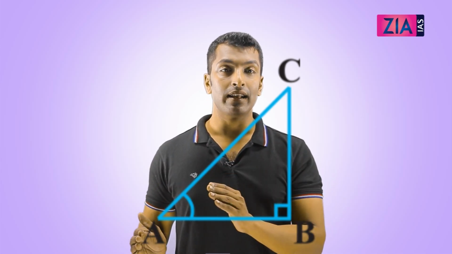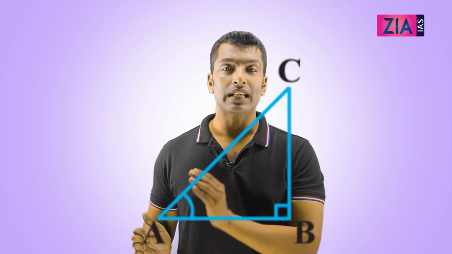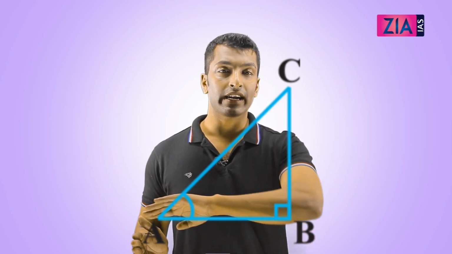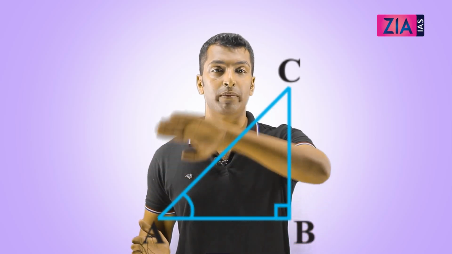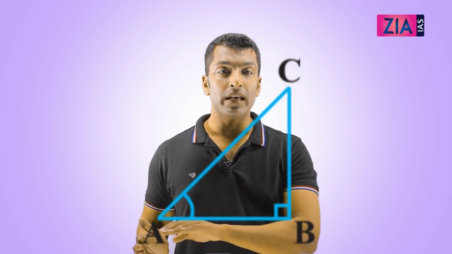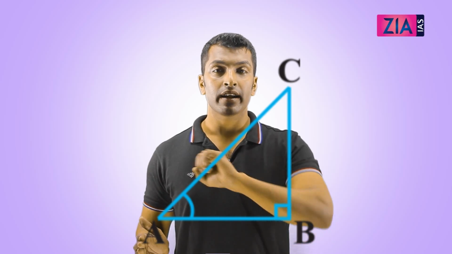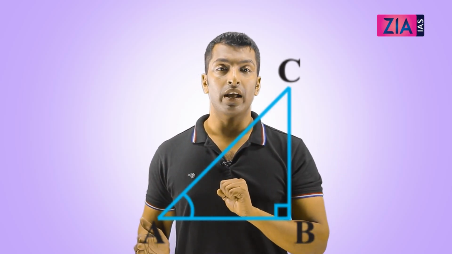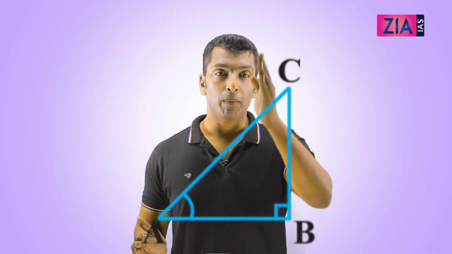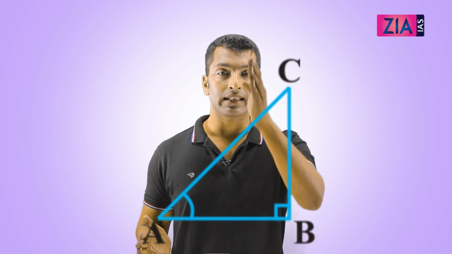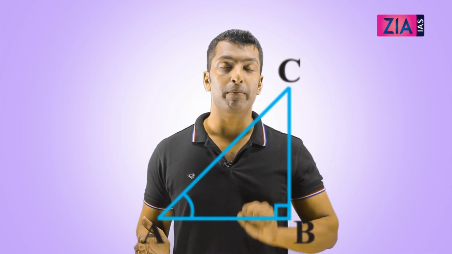So what is sine A or sine theta? Sine A will be BC divided by AC, opposite side divided by hypotenuse. Cos A will be AB divided by hypotenuse, that is AB divided by AC. Now what is tan A? That is opposite side divided by adjacent side, that is BC divided by AB.